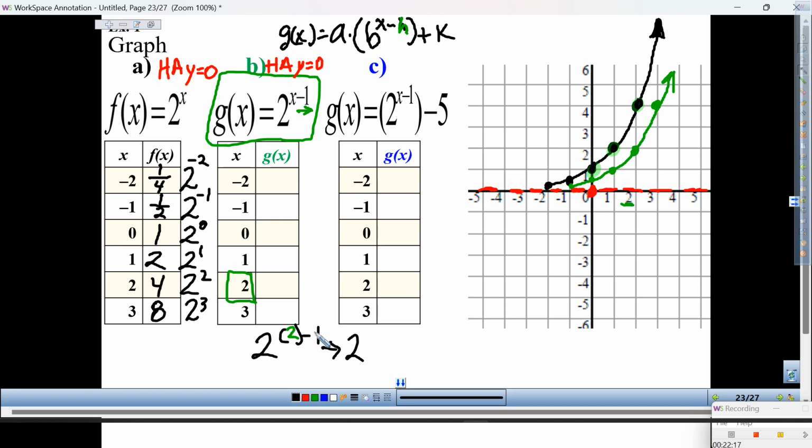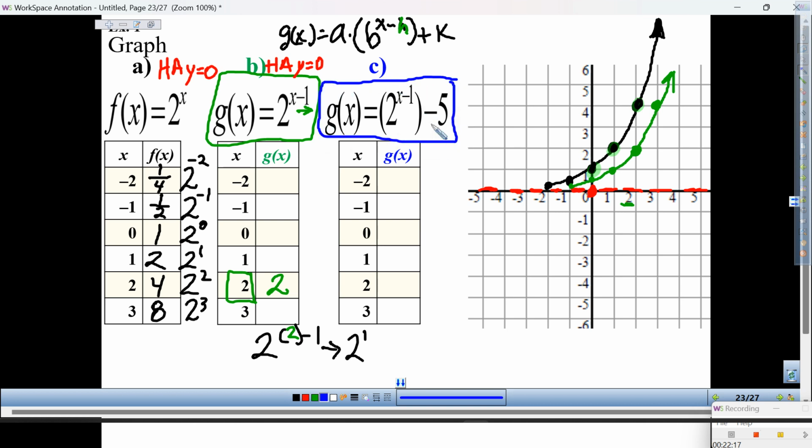This is 2. What is 2 minus 1? That is 1. And what is 2 to the 1? 2. So, is there a point at 2, 2? Let's see. 2, 2. Yeah, there it is. So the transformation is working. All right. So with that said, look at this transformation.